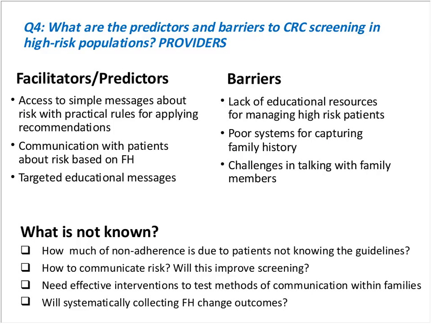Some of the barriers noted were lack of educational resources for managing high-risk patients. There's a lot of information out there on managing average risk populations, but not for high risk. Having poor systems for capturing family history. We're not systematically collecting family history in electronic health systems currently. And having challenges in talking with family members who may not be their patients. So wanting to convey risk to family members but not having access to those family members.